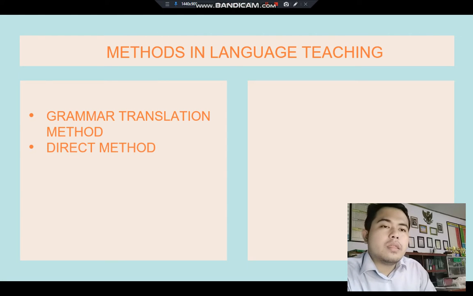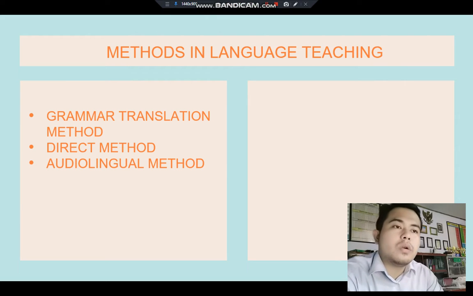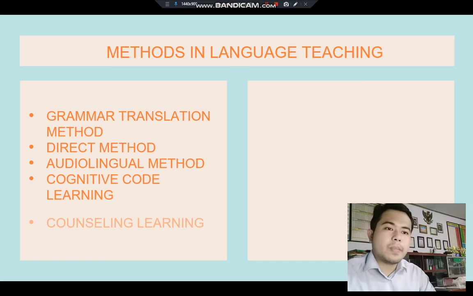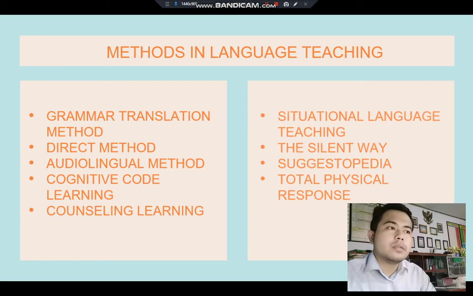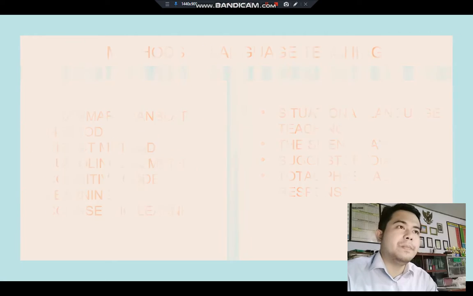And then after that, the direct method, which is contradictory with the grammar translation method. The audiolingual method, also known as the Army method, because it was applied to the US Army in World War II. Cognitive code learning, counseling learning, situational language teaching, the silent way, suggestopedia, total physical response.